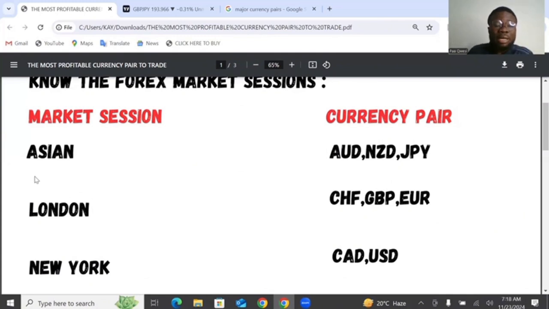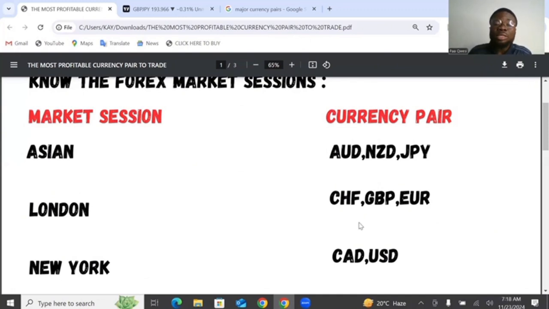So these are the market sessions. In the Asian session, these are the various active currencies that are open during that time: the AUD, NZD, that means the Australian dollar, the New Zealand dollar, and the Japanese yen. When it comes to the London session, you have the Swiss franc, the Great Britain pound, and the euro. And in the New York session, you have the CAD, the Canadian dollar, and the United States dollar. So this is how you are going to be selecting the currency pair.